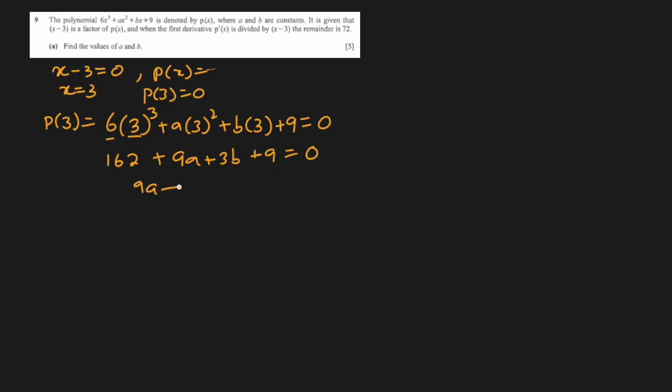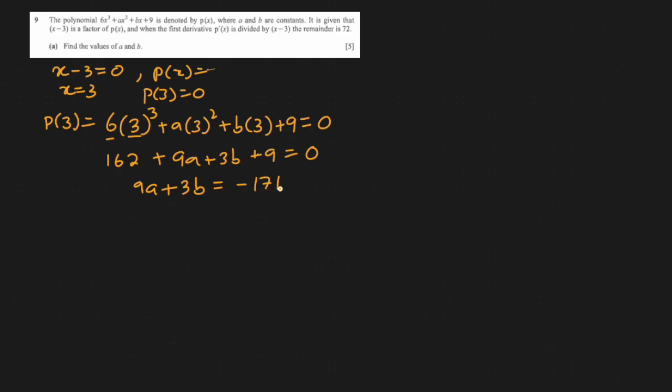Substitute every x by 3: plus a times 3 square plus b times 3 plus 9 has to be equal to 0. So it comes out to be 27 times 6, 162, plus 3 square is 9a, plus 3b, plus 9 equal to 0. So I can write 9a plus 3b equal to 162 plus 9 is 171. When it goes to the other side, it becomes negative 171.